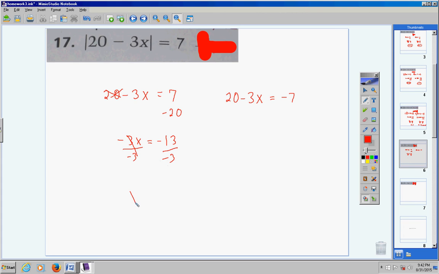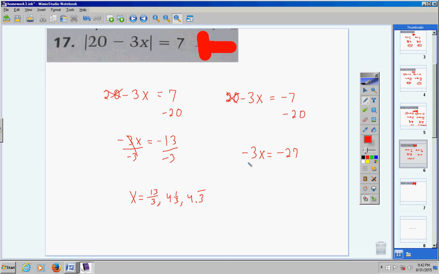These cancel, and you're left with, now watch, a negative over negative is positive. You can put 13 over 3, that's totally reduced. Or you can put 4 and 1/3, that's totally acceptable. Or you can put 4.3 repeating. Alright, coming over here, bring your positive 20 over, make it a negative 20. So we're left with negative 3x equals negative 27.